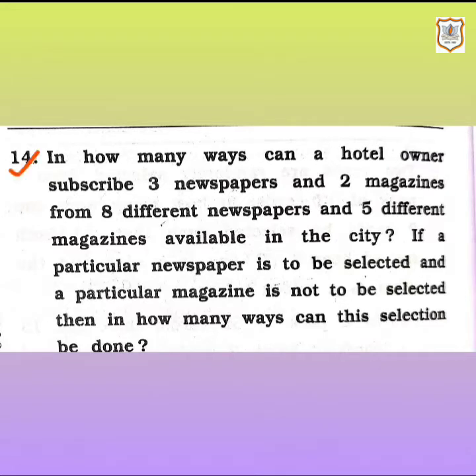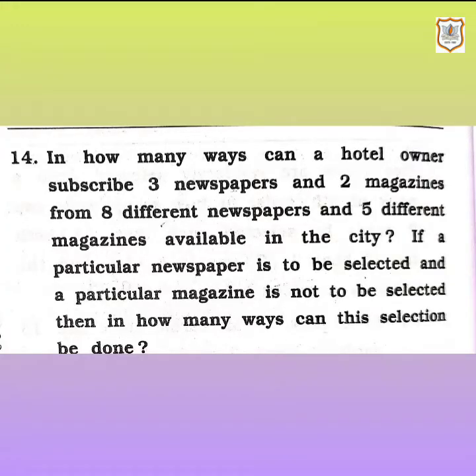Let's read it. In how many ways can a hotel owner subscribe 3 newspapers and 2 magazines from 8 different newspapers and 5 different magazines available in the city? If a particular newspaper is to be selected and a particular magazine is not to be selected, then in how many ways can this selection be done? So in this one question 14, 2 questions are there. So let's read step by step and solve it.